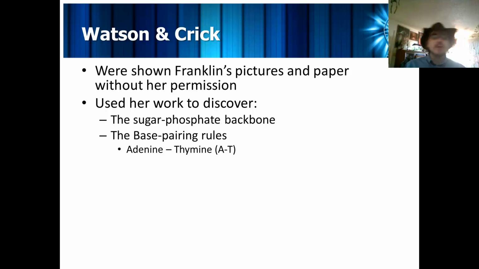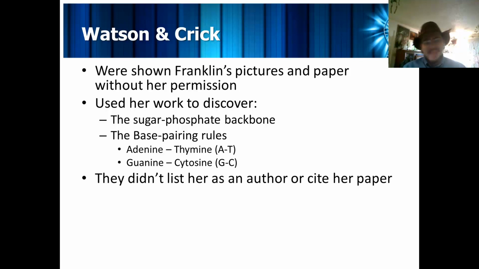So, base pairing rules, just to refresh you, since we haven't talked about this since the beginning of class. Adenine joins up with thymine, and guanine joins up with cytosine.